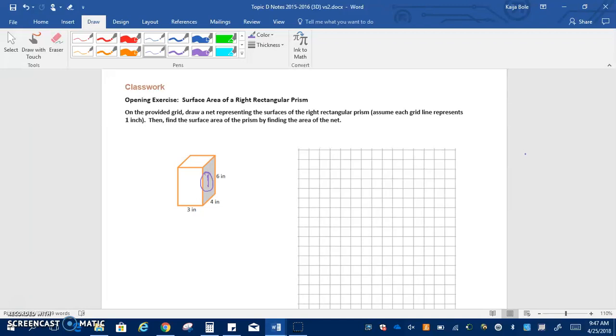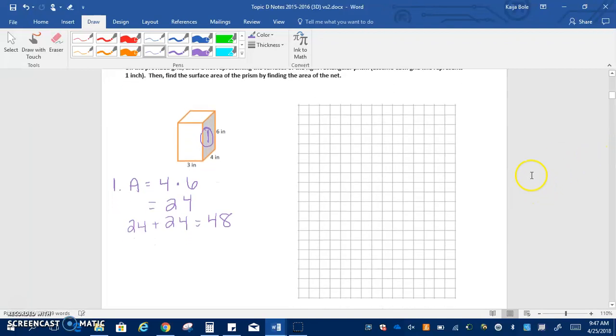Alright, so area, we know how to find the area of a rectangle. So for number 1, we're going to do A equals 4 times 6, which we know is just 24. Now if you think about it, we have two side faces, one on the left, one on the right. So to find the total area for the sides, it'd be 24 plus 24, which would be 48. Okay, so that's our first part.